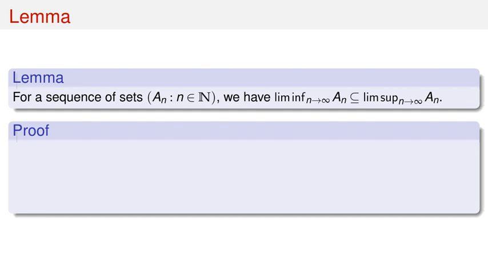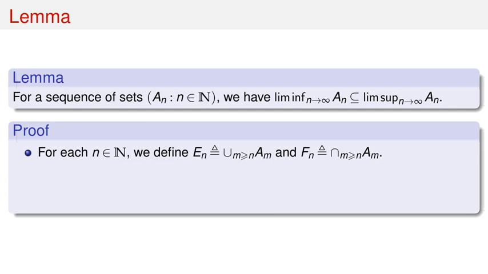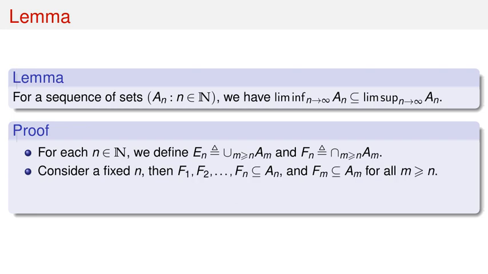Let's look at the proof. For each n in N, let's define E_n as the union for m greater than or equal to n of A_m, and F_n as the intersection for m greater than or equal to n of A_m. We can see that F_n is a subset of A_m for all m greater than or equal to n. Consider a fixed n. Then F_1, F_2, and so on till F_n are all subsets of A_n. More generally, F_m is a subset of A_m for all m greater than or equal to n.